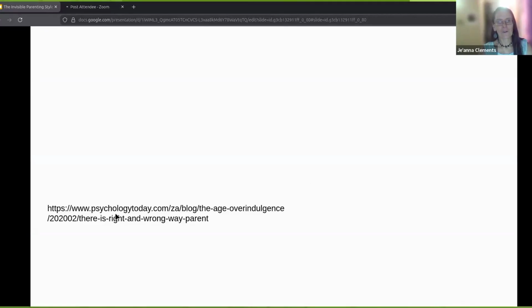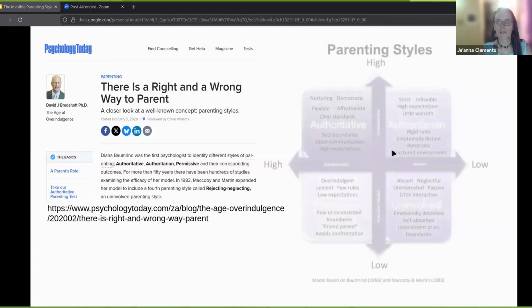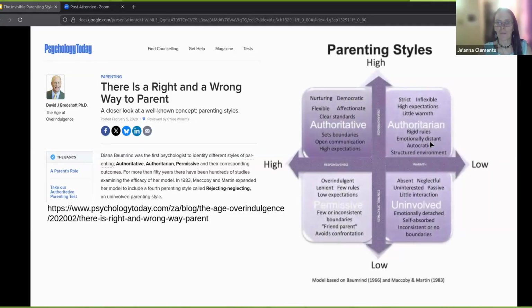So if you go to Psychology Today and you go to the blog of one Dr. David J. Brederholt, you'll find a really nice summary about the four accepted parenting styles. And the accepted idea, as his heading shows us, is that there is a right and wrong way to parent. He offers this diagram that he's put together based on the original work by Baumrind, later developed by Maccoby and Martin, to explain what those four parenting styles are.